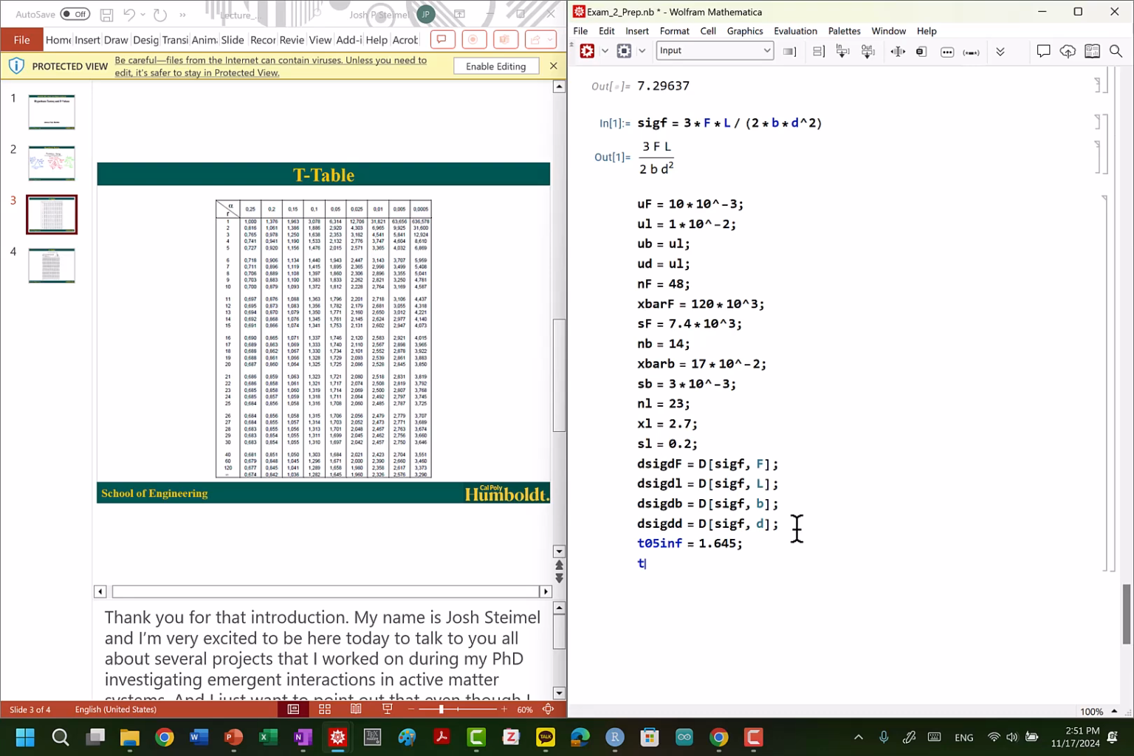That will be for our number of force measurements. We need t 0.05, 13, which is going to be equal to 1.771. And then finally t 0.05, and then what's our new for the other one? 22, t 0.05, 22, 1.717. There we go.